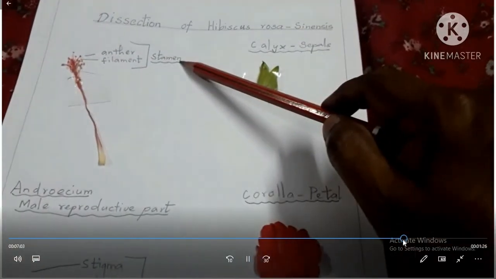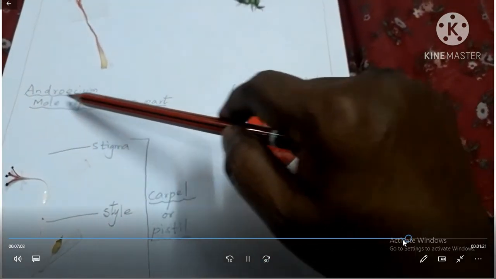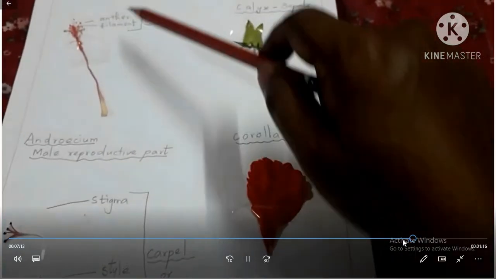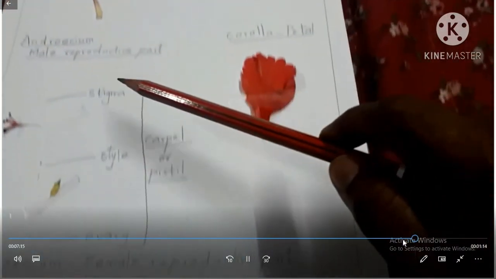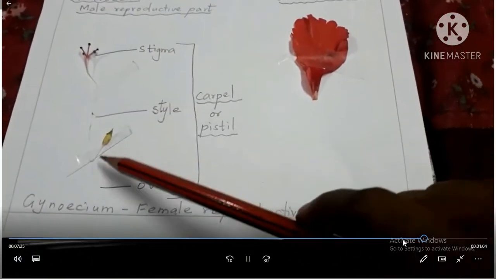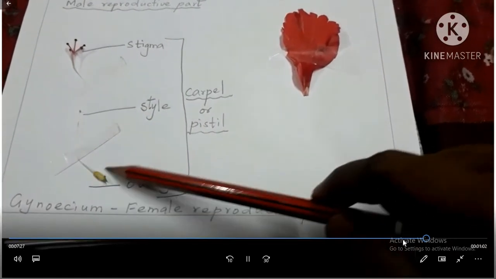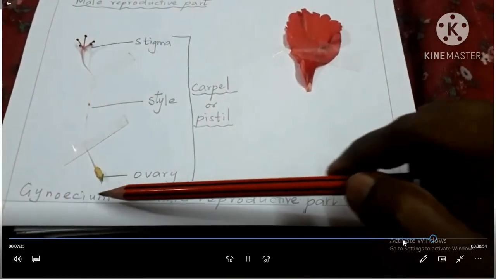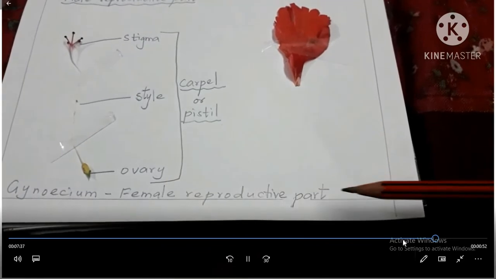Together you will label it as stamen. Below that you will write androecium, because they are the male reproductive part. Next we will come to the female part, where you will keep the stigma, style and ovary and label them. This is the ovary, and this whole thing is called the carpel or the pistil, and below that you will write gynoecium, female reproductive part.